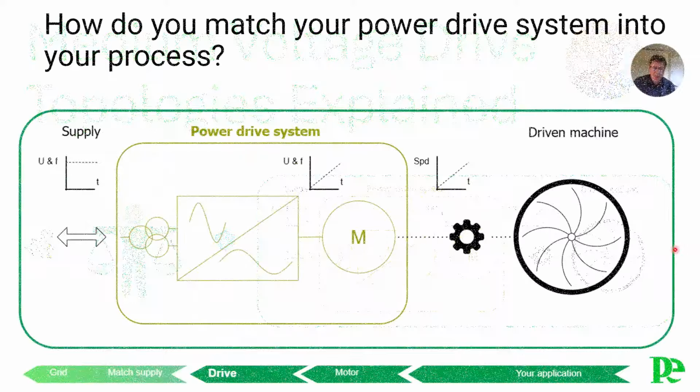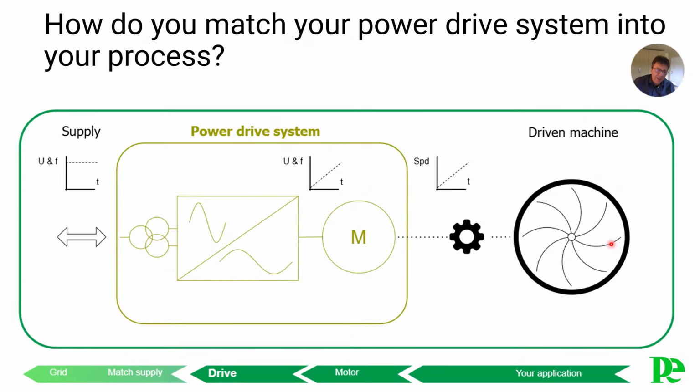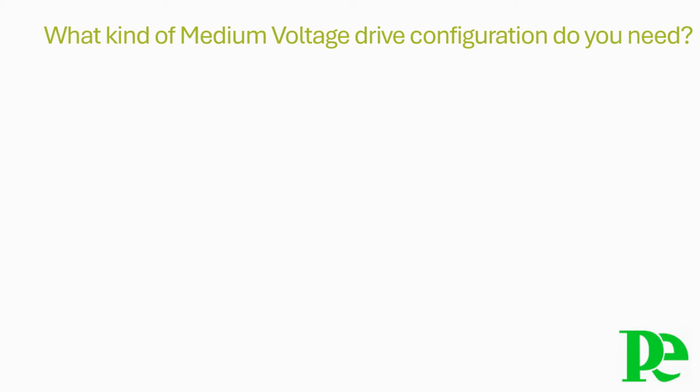video series, we will work our way from the right to the left. That is, starting from your machine through the drivetrain towards the grid supply, just as the green bar under the diagram shows. In this video we will focus on the medium voltage drive. So what kind of medium voltage drive configuration do you need?